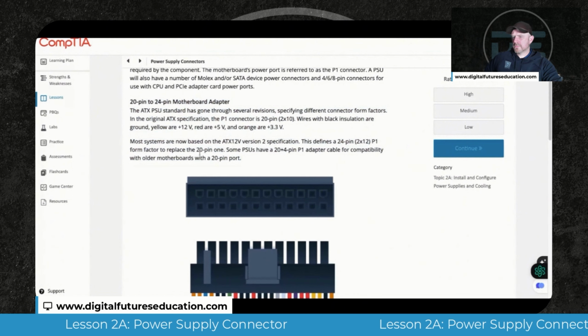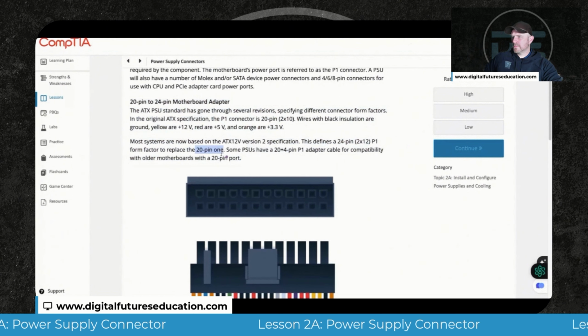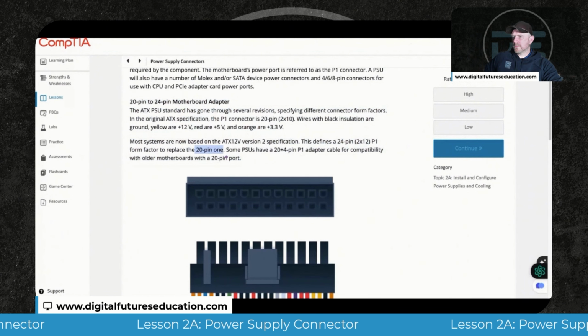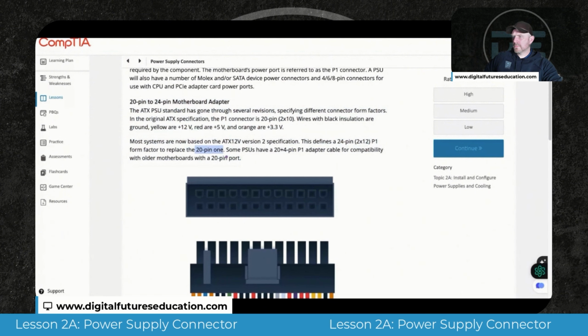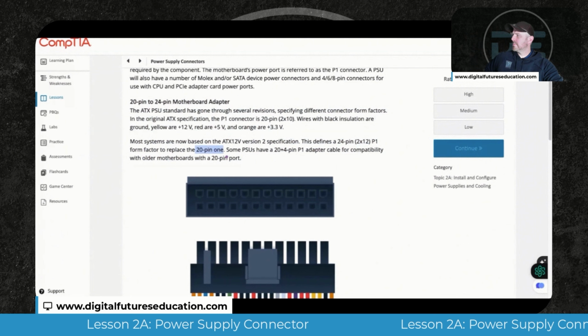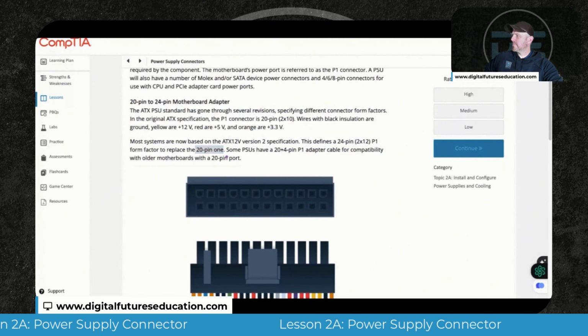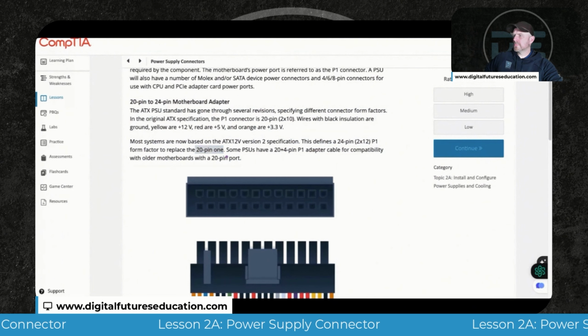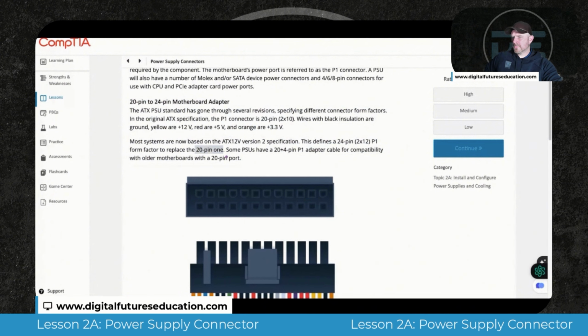Some PSU. So what was the term that we could say? It's a term about technology, and we mentioned in the first class, it begins with an L, that we would call the 20 pin one. What type of technology? Remember? Does anyone remember? Legacy. Remember when we talked about the term legacy?